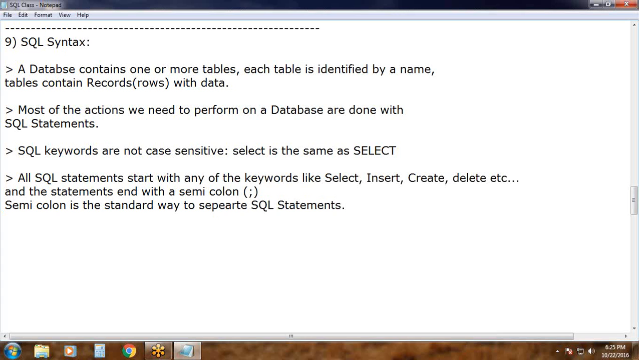Okay, these are the important syntax rules. Can you tell me, Swati, what are the important SQL syntax rules? Not responding. Shivapriya.